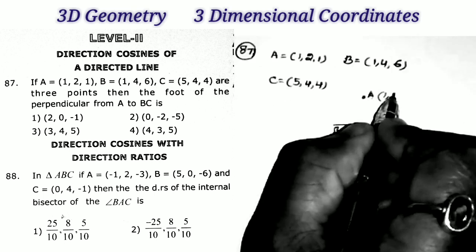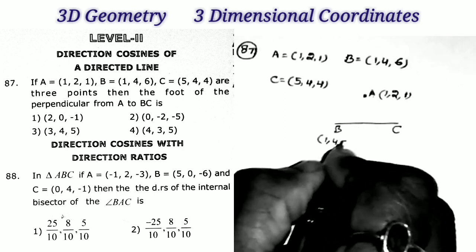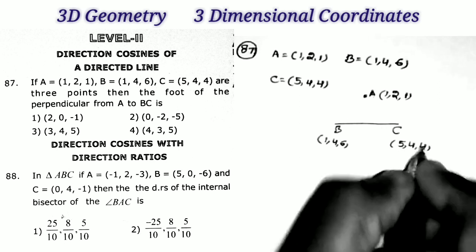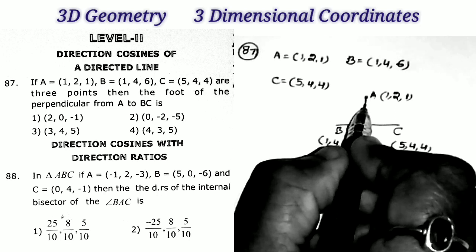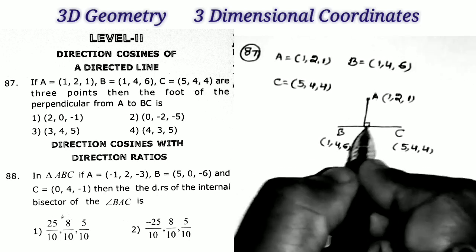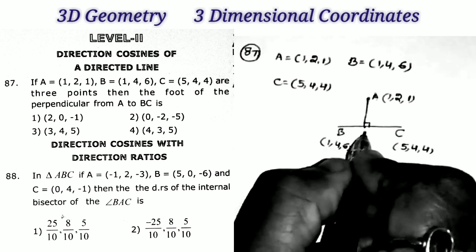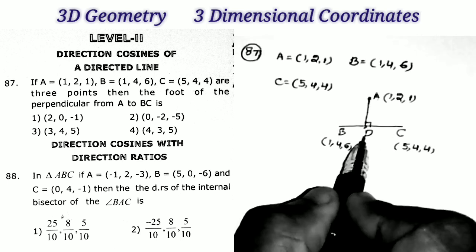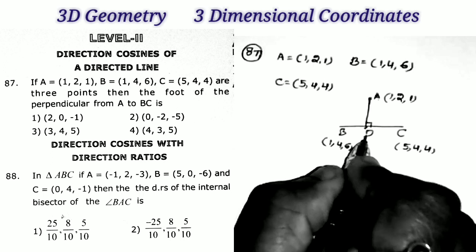What is given here? A is equal to (1, 2, 1), B is equal to (1, 4, 6), C is equal to (5, 4, 4). What is the question? We want the foot of the perpendicular. What is the foot of the perpendicular? Just draw one perpendicular from A to the side BC. The point at which this perpendicular cuts the line BC is called the foot of the perpendicular. Now we want this point.